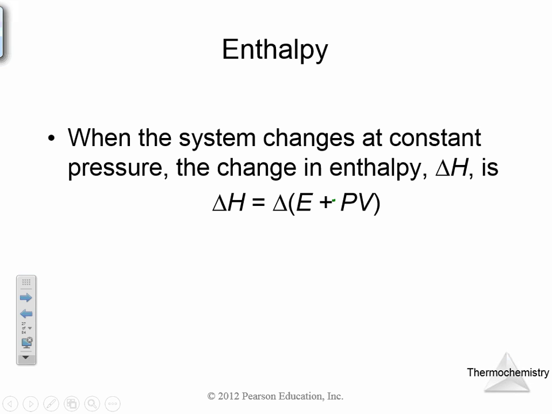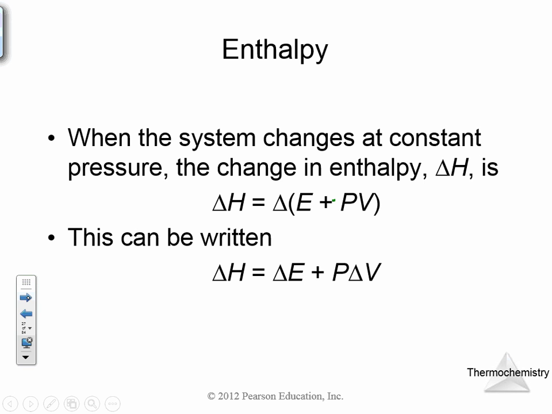So if we look at this idea of enthalpy, when the system changes, this is our equation for enthalpy. Change in H, which is enthalpy, is equal to energy plus pressure times volume. This was the definition of enthalpy. However, we can separate it out, and we get the change in enthalpy is equal to the change in energy plus pressure times change in volume. And that's what the rule of enthalpy was saying. The enthalpy is equal to internal energy, which is change in E, plus the pressure volume product in the sample.